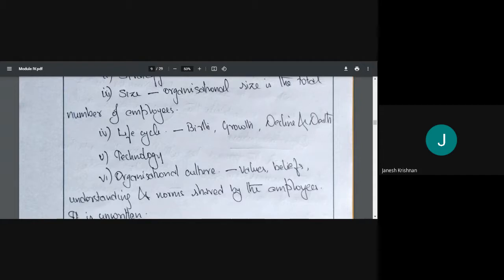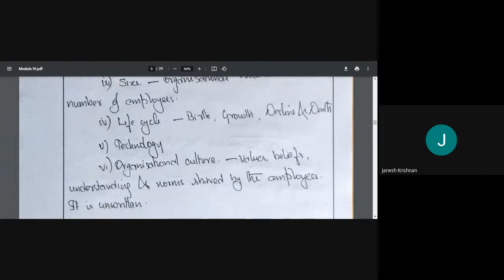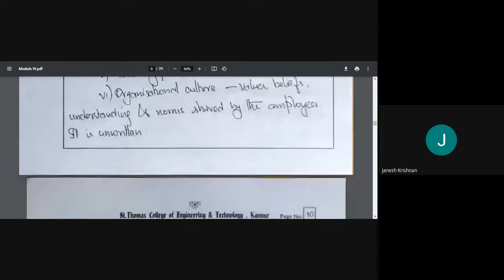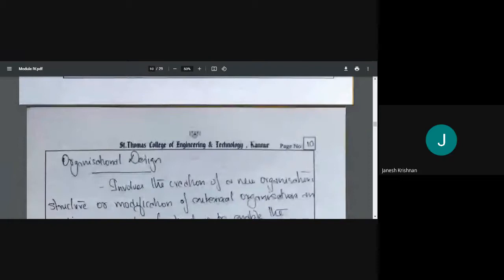Then culture. What is the culture of an organization? It is the values, beliefs, understandings, norms, or everything of the employees. What kind of employee? Everyone will have their own values, their beliefs. That will also have a role. Okay? It is unwritten. We will not write down the culture as such. Okay? Culture is unwritten.